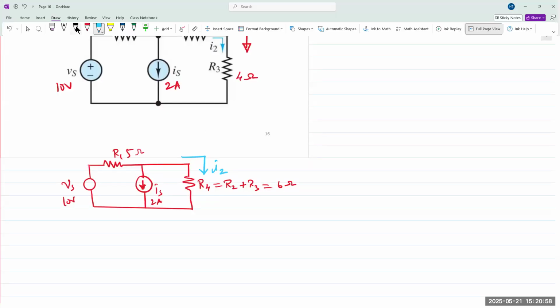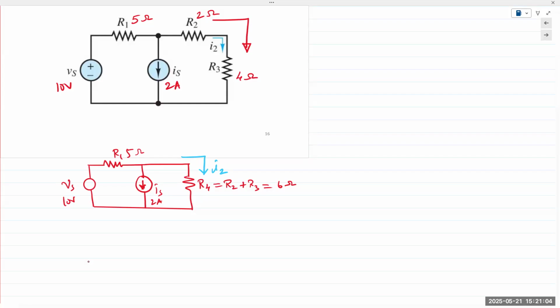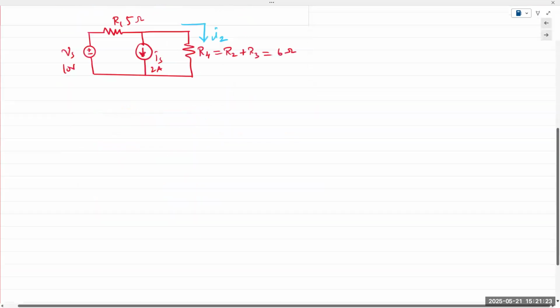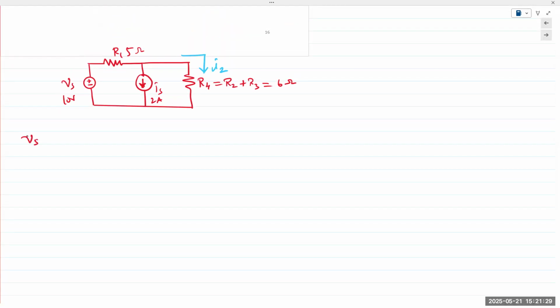Okay. So how many pieces can we break the circuit into? How many sources do you see in the circuit? Two. How many pieces? Two. Two separate analyses. Okay. So you have to perform two separate analyses to determine I2. So let's do this first. Vs active and Is is equal to 0.